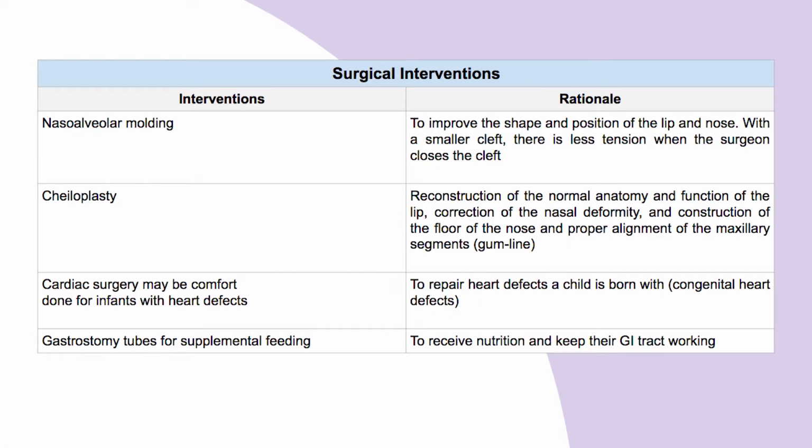For the surgical interventions, we have nasoalveolar molding, which is to improve the shape and position of the lip and nose. With a smaller cleft, there is less tension when the surgeon closes the cleft. We also have cheiloplasty. It is the reconstruction of the normal anatomy and function of the lip, correction of the nasal deformity, and construction of the floor of the nose and proper alignment of the maxillary segments, or the gum line.